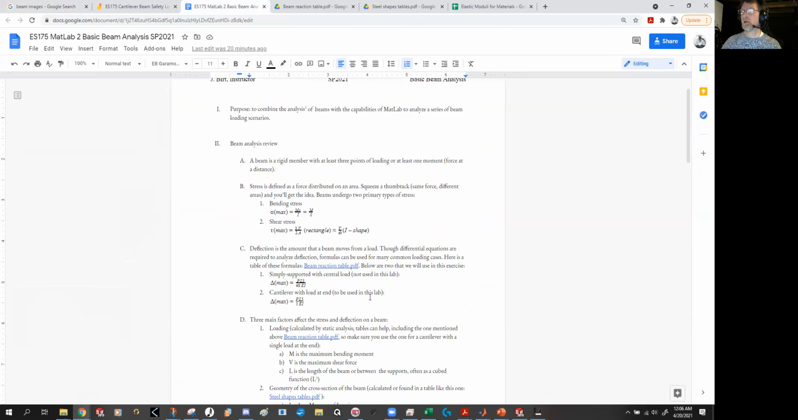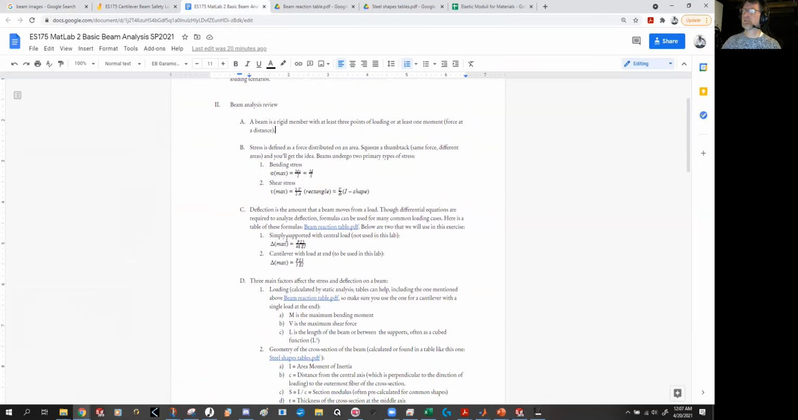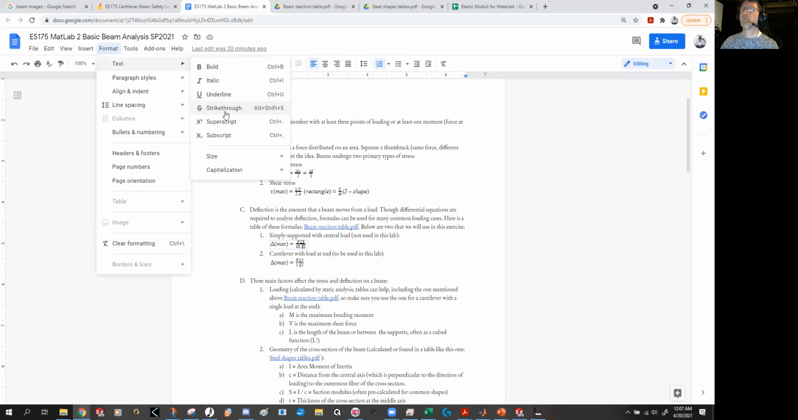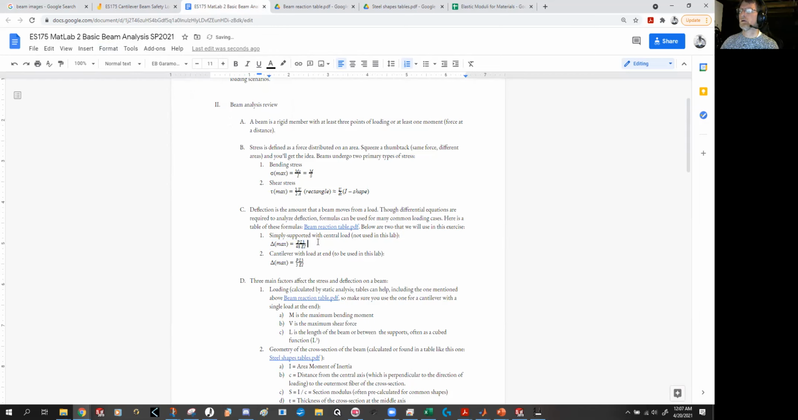Now, deflection for a simply supported beam, that's supported on two ends with a force down the middle, we'll see that in a second, is PL cubed over 48EI. I guess it didn't copy over very well, but it's PL cubed, not 3, over 48EI. Cantilever is similar, PL cubed over 3EI.